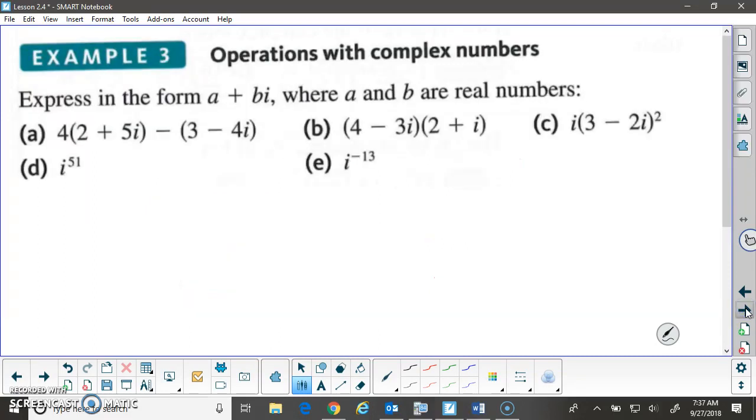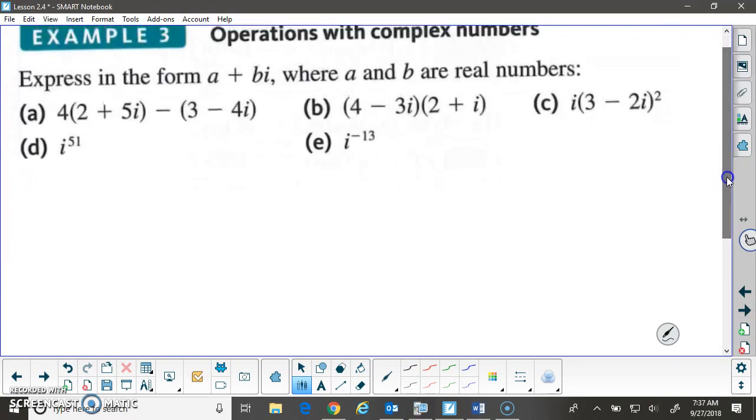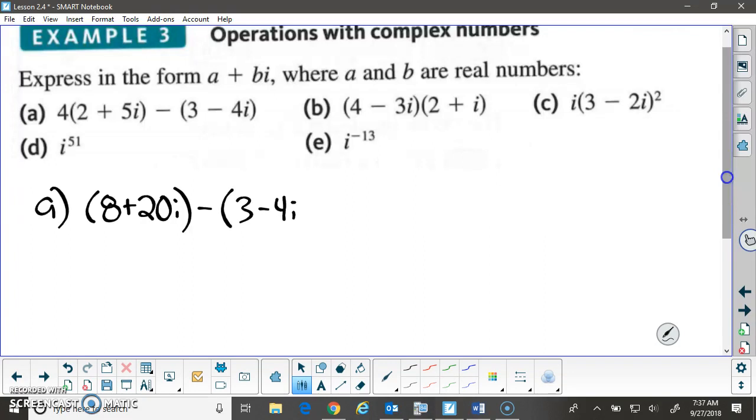The next example is very similar to some of the problems we were doing before. Part A gives us just a little bit more steps, but we're going to have to distribute that 4 to get 8 plus 20i. And then we're going to be subtracting this other complex number. And so now we do this by taking 8 minus 3, which gives us a 5. The 20i minus a -4i really becomes a double negative, so 20i plus 4i gives us 24i. And that's the result you'd get by subtracting those two complex numbers.